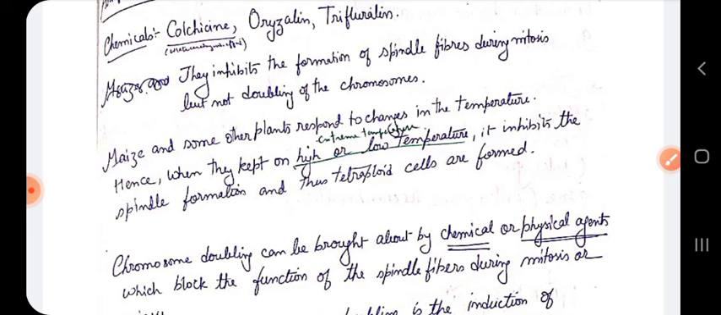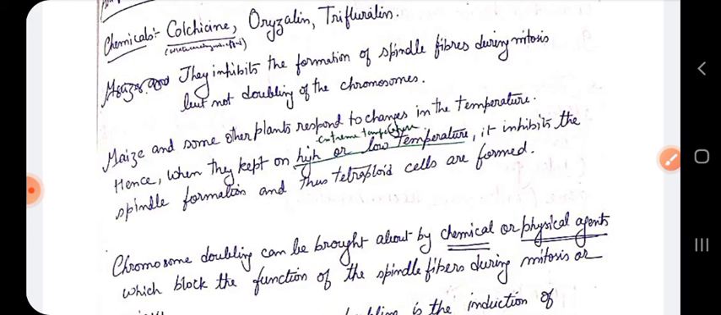In the next video I will discuss aneuploidy, where you will see trisomy and tetrasomy, and mainly the monosomy related with disease. Also one important thing given in your syllabus, non-disjunction. What is non-disjunction? Simply, if the chromosomes are not able to segregate properly to the opposite poles, that is non-disjunction.